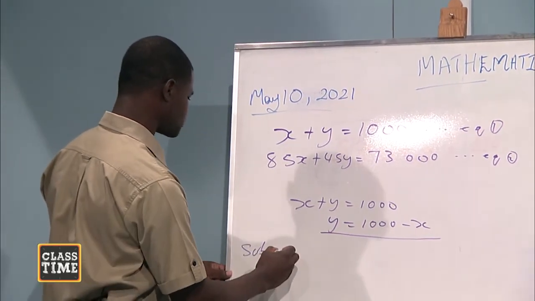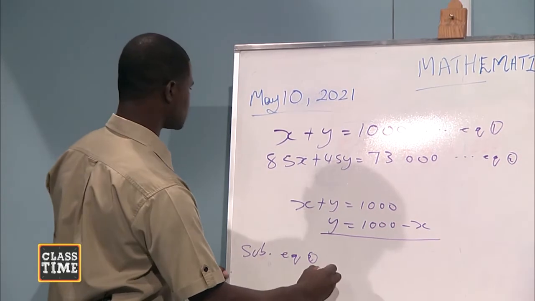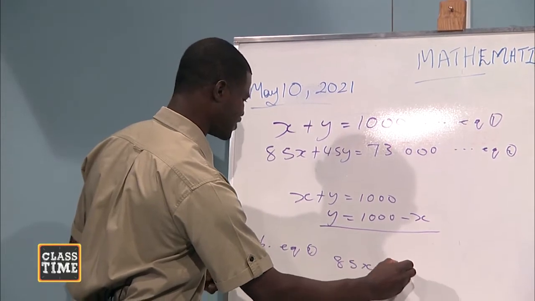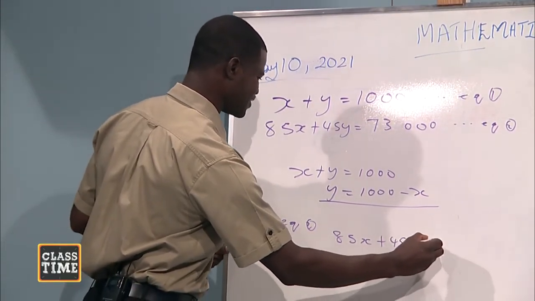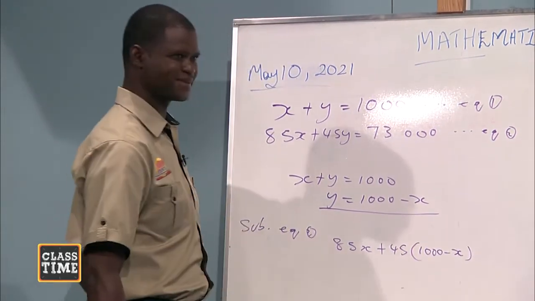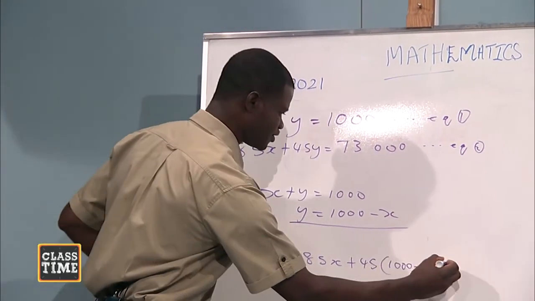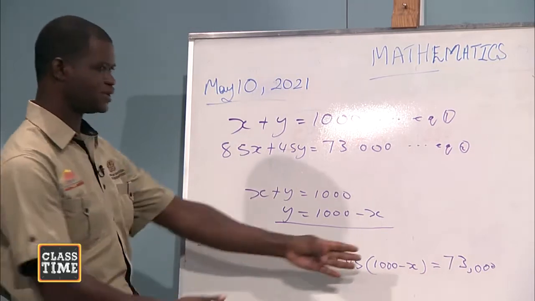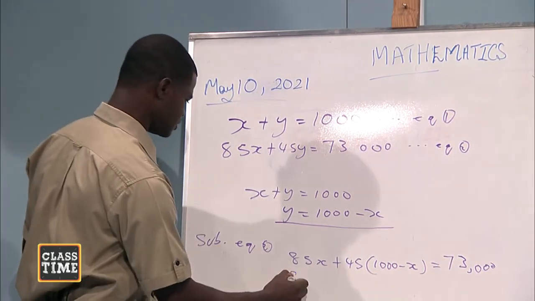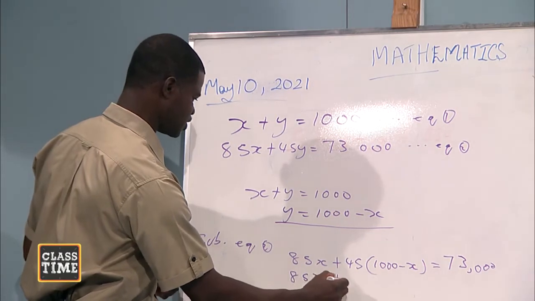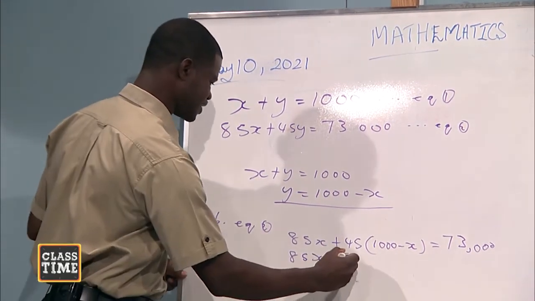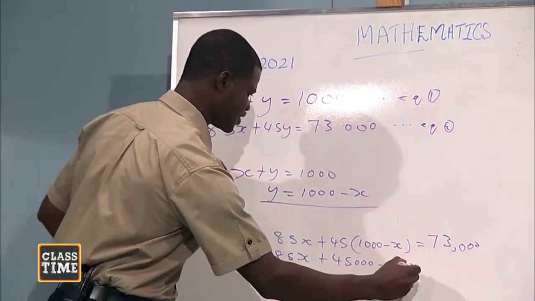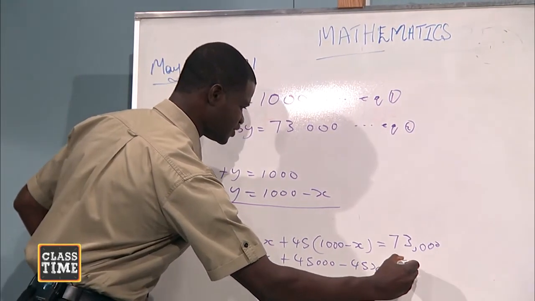In equation 2, we are substituting. So it is 85x plus 45 multiplied by 1,000 minus x, because that's the value for y. And all of this is equal to 73,000. All I need to do now is use my distributive law here. So 85x plus 45 times 1,000 is 45,000, subtract 45x, equals 73,000.